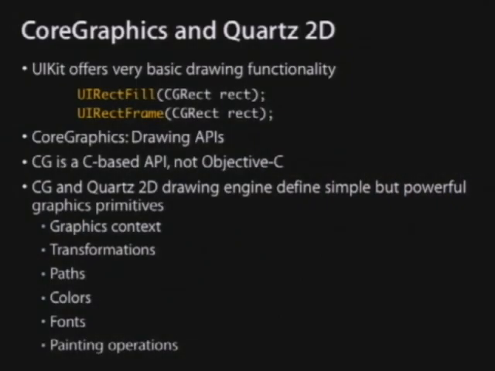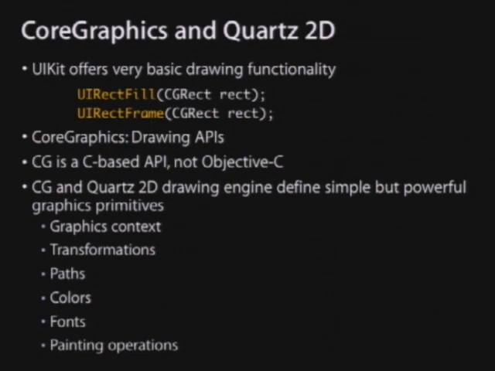OK, so Quartz Composer, Quartz 2D and Core Graphics are the basic drawing engines underneath the hood. And there's a lot you can do here, and we're going to touch on some of it. UIKit's fairly limited in terms of actual drawing, actual pixels and points. And so what we have is a UIRectFill and a UIRectFrame. UIRectFill, as you can guess, is filling the entire rectangle, and frame is stroking the entire rectangle.